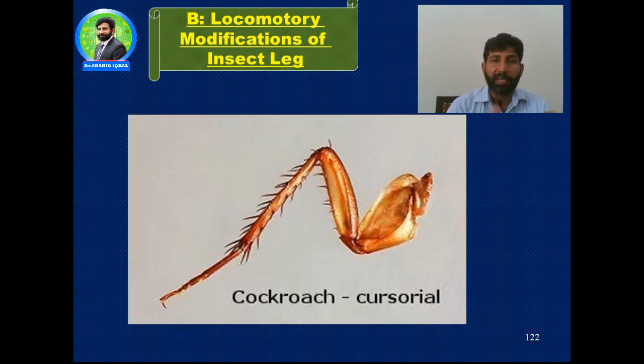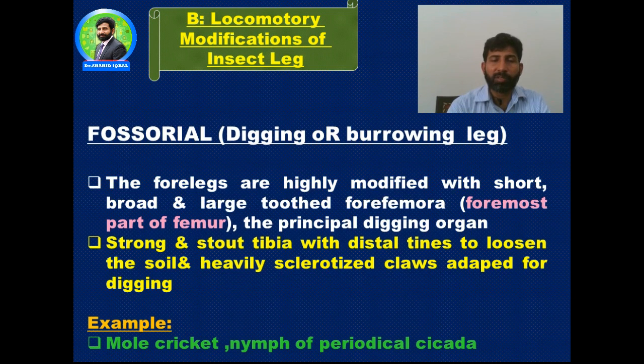Periplaneta americana. In the leg of the cockroach, this is the coxa, this is the femur, and this is the tibia. These are the structures. This is the cursorial leg of the cockroach.